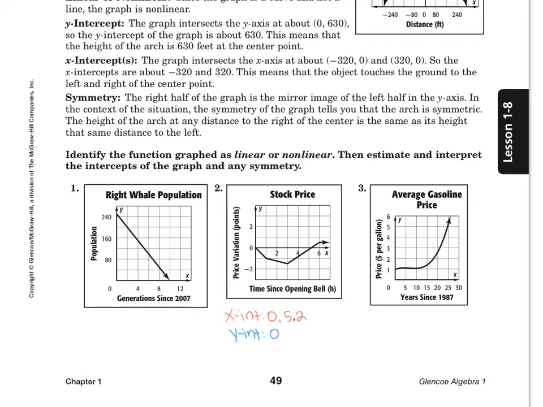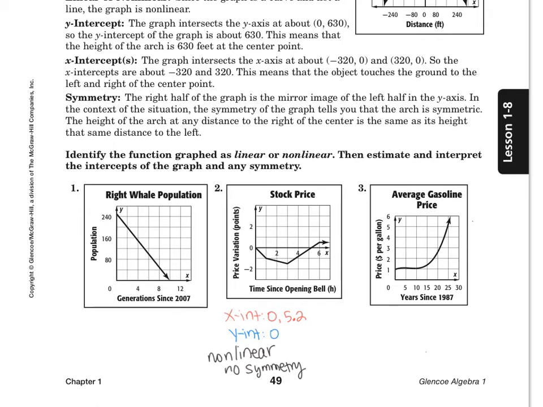Is this linear or nonlinear? It has pieces of lines, but in general, it's not just one straight line like number 1, so it is nonlinear. And then for symmetry, we can see that this is just kind of all over the place here. There's nowhere you could draw a vertical line and fold, and the graph would lie on top of itself, so it has no symmetry.